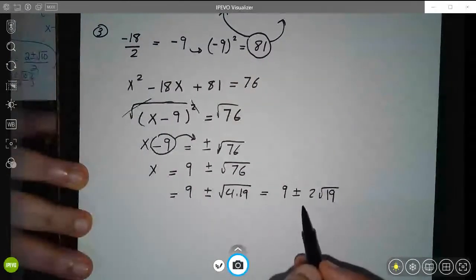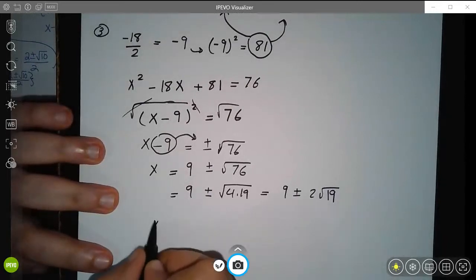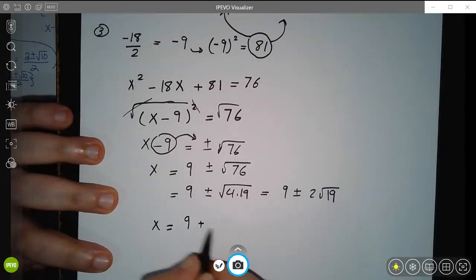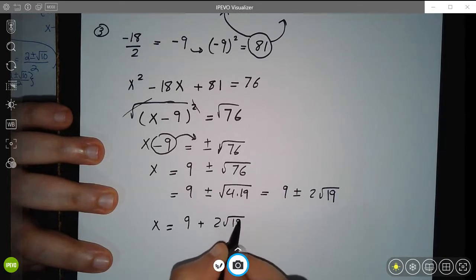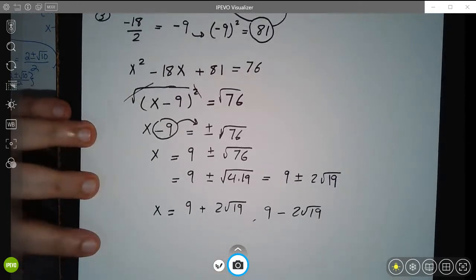Now, again, this is how many solutions? It's 2. One of them is 9 plus 2 root 19, and 9 minus 2 root 19. Okay?